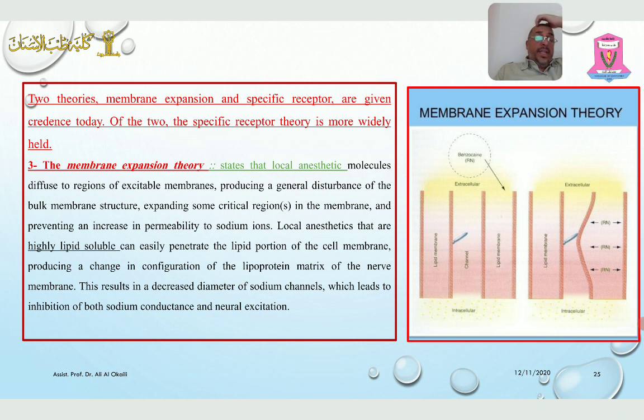النظرية رقم 3 اللي هي الأولى المعمول بها the membrane expansion theory states that local anesthetic molecules diffuse to regions of excitable membrane, producing a general disturbance of the bulk membrane structure, expanding some critical regions in the membrane, and preventing an increase in permeability to sodium ions.